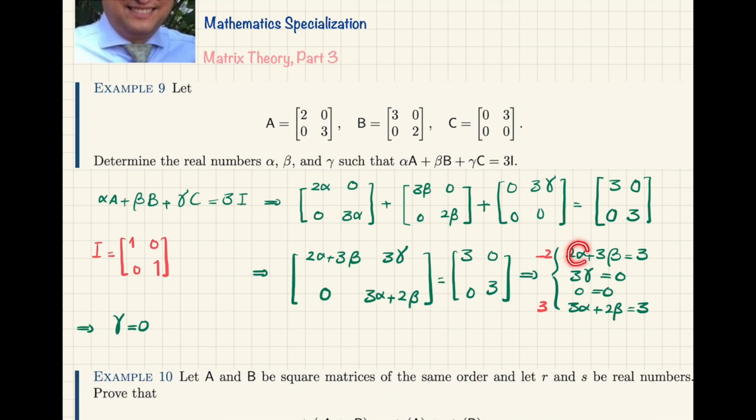This becomes -4 alpha, this becomes 9 alpha, and I subtract them, it becomes 5 alpha. On the right hand side it becomes -6, +9. -6, +9 is 3. So alpha is 3 over 5. Yes? Alpha is 3 over 5.